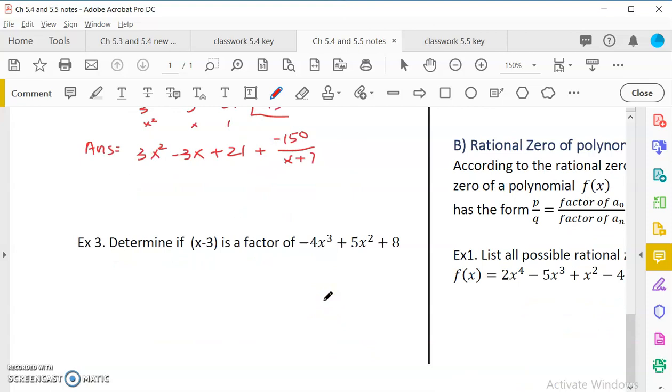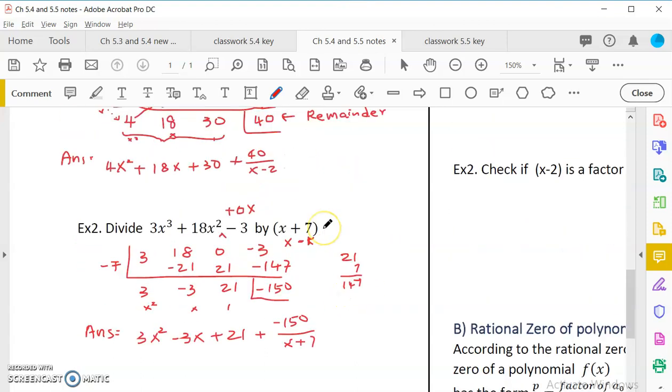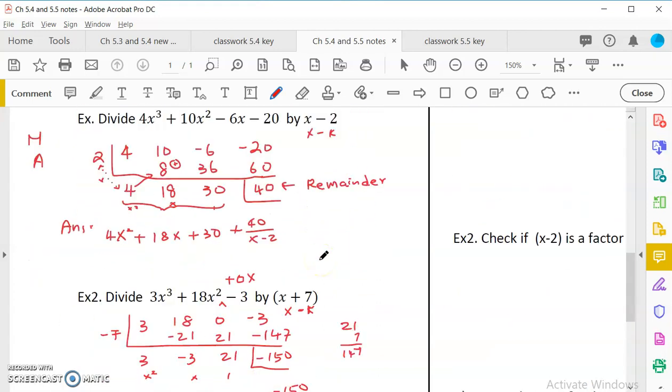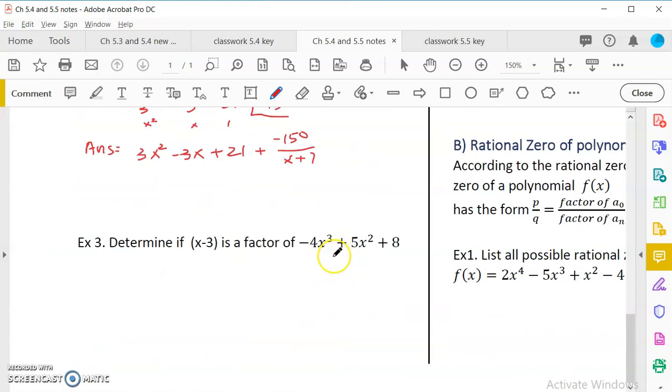So what is the use of dividing all these? It turns out that if you divide and the remainder is 0, then x minus k is a factor. The reason why we do that is we want to find factors. If it's not factorable, we need to find it by synthetic division. So again, I want to find a factor of this, but there's a 0x here, so I need to do a synthetic division to check.